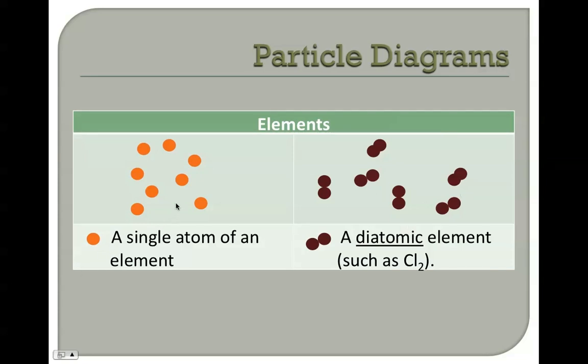On the left, this is an example of what we call a monoatomic element, where we have single atoms, and then here we have a diatomic element on the right, where we have two of the same type of atom bonded together, and those exist throughout the sample on their own. An example of this would be something like chlorine gas, which is a diatomic element, Cl2.